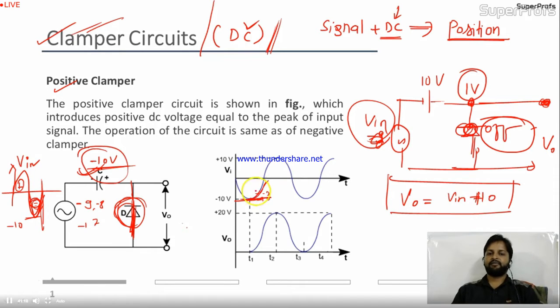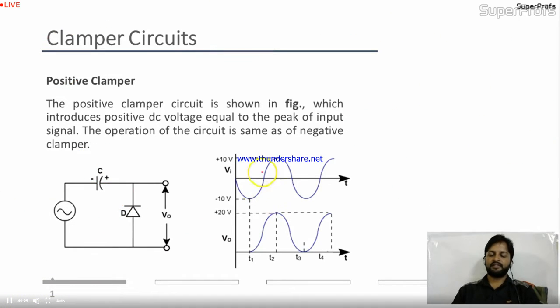So the entire waveform you have to shift by plus 10. Now how to shift by plus 10 volt? This is the circuit given. You have to add plus 10 at every point. How will you add this? This point is at minus 10. You add plus 10, it will become 0. This point comes to 0. Now each and every point will move accordingly like this.